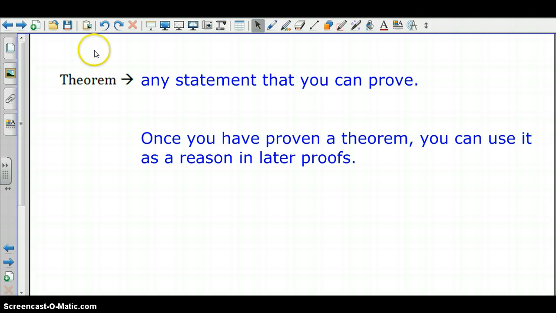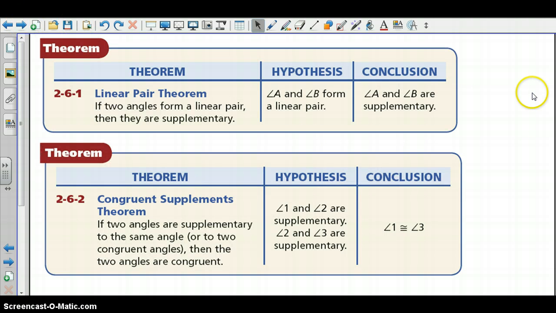So, let's first talk about what a theorem is. We've used some before in class, but I want to give you that definition. A theorem is any statement that you can prove. Alright, and if you can prove that it is true, it is a theorem. Once you have proven a theorem, you can use it as a reason in later proofs. So we've got two theorems to start us off. Theorems 2.6.1 and 2.6.2.